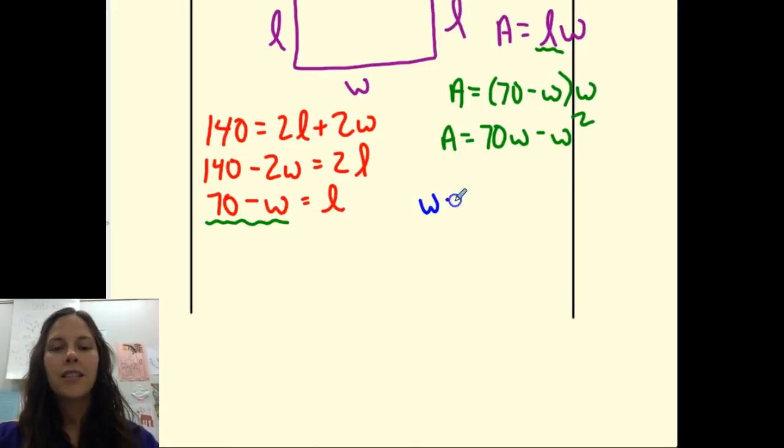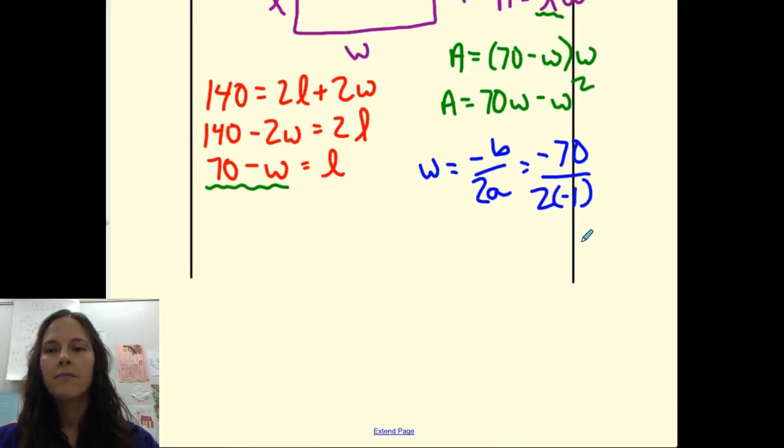To find that vertex, opposite of b over 2a. b is the coefficient of w. A is the coefficient of w squared. Negative 70 divided by negative 2 gives me 35 feet for my width.